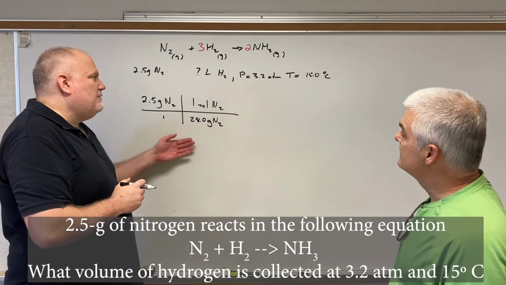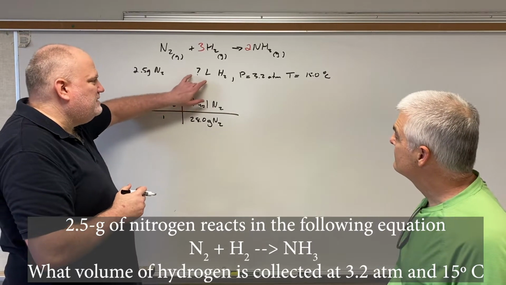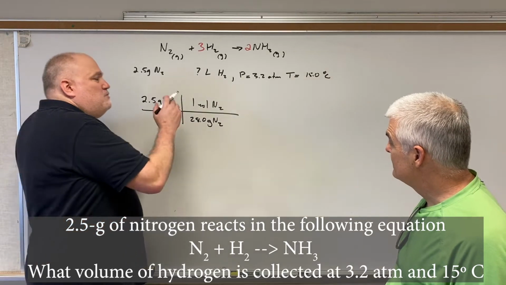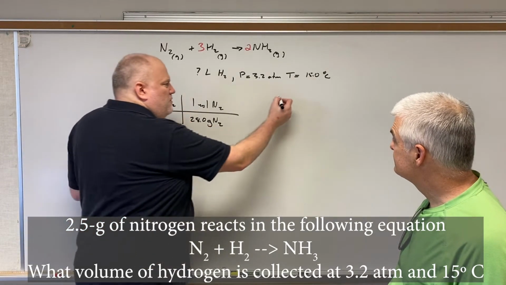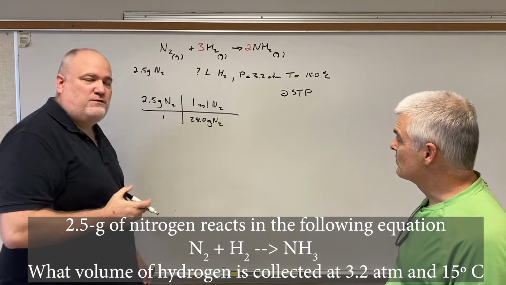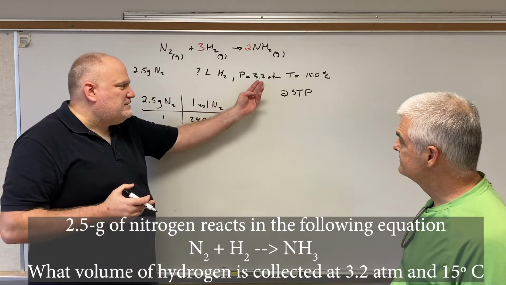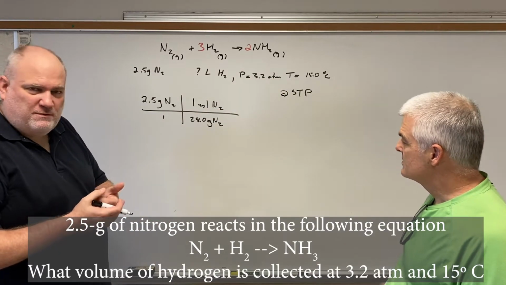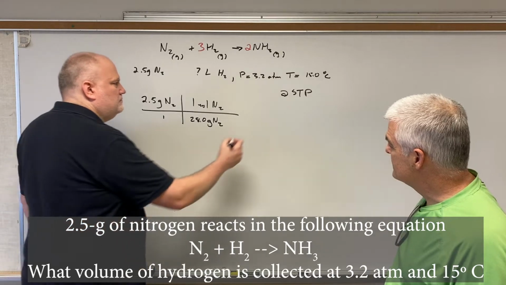Now, the question here is they're asking us to figure out the liters of hydrogen. Normally in the past, we'd go, oh yeah, we're at STP, and we could make the assumption that 1 mole is equal to 22.4 liters. That doesn't work anymore, though. We're not at STP, so therefore we have to use PV equals nRT. Remember from last unit? Let's write that down: PV equals nRT.